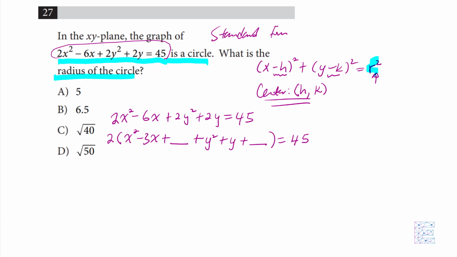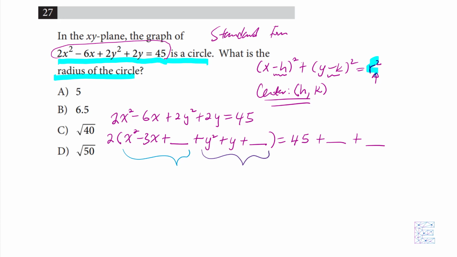And to keep things in balance, since we left blanks on the left side, we have to leave those same blanks on the right side also. So plus blank plus blank. For those who may recall, what we are doing here is what's called completing the square. We have two quadratic expressions that we are trying to factor.